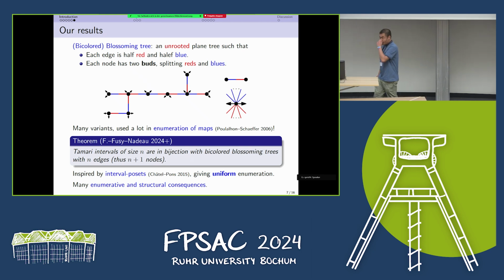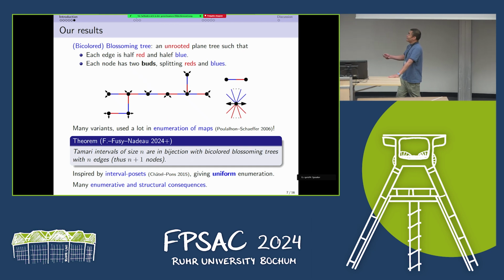Can you explain what you mean by splitting reds and blues? The question was to explain a bit the splitting of the 2 colors. So locally, when we look at a node, it looks like this. For the 2 buds, if we draw a line between them, the blue half edges are on one side and the red half edges are on the other side.